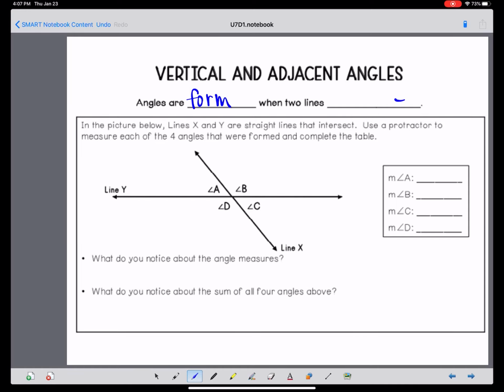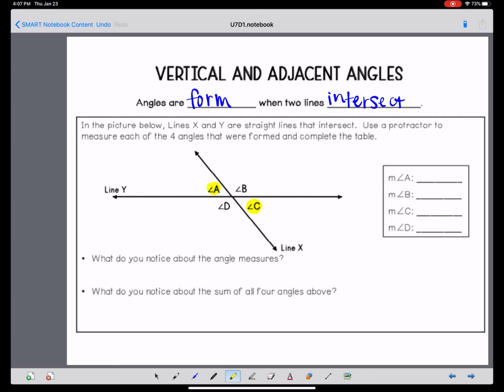So you'll notice that we have two lines that are going to cross each other, and I'm going to give you a hint of something that I want you to pay attention to. Angle A and angle C are right across from each other, or vertical angles, I think is what we call them. Anyways, you'll notice that they are directly opposite of each other.